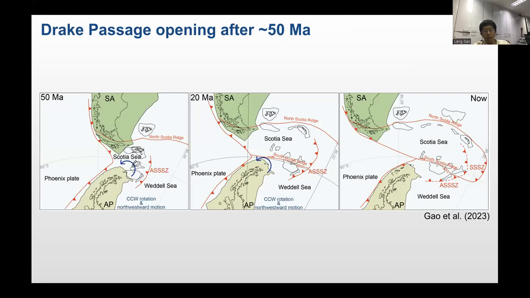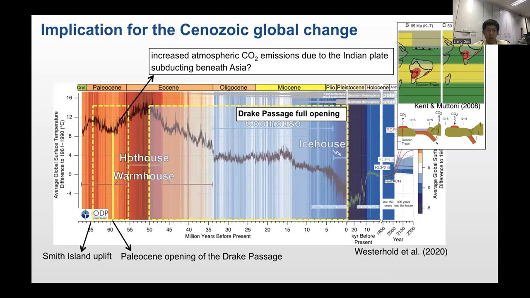Okay, after about 15 million years ago, the Scotia Sea or the Drake Passage has fully opened. And when we put all this geological evidence in this figure, we can see that about 65 million years ago, the Smith Island uplift occurred. And the initial opening of the Drake Passage occurred during about 65 to 55 million years. This corresponds to a period of cooling.